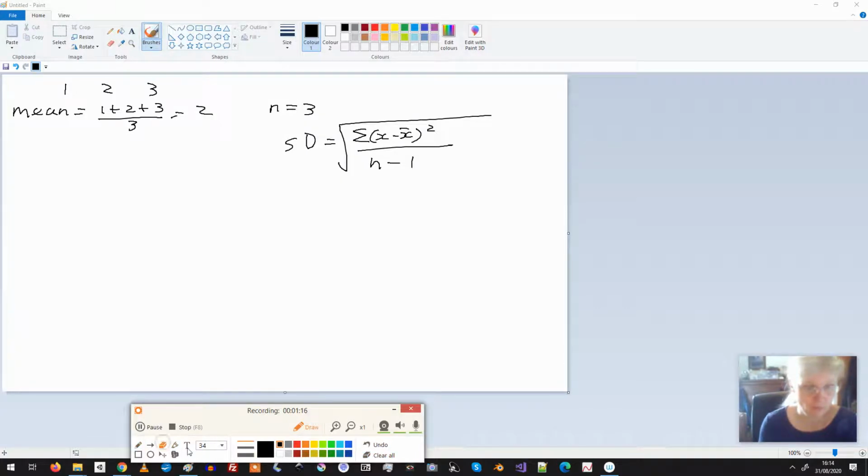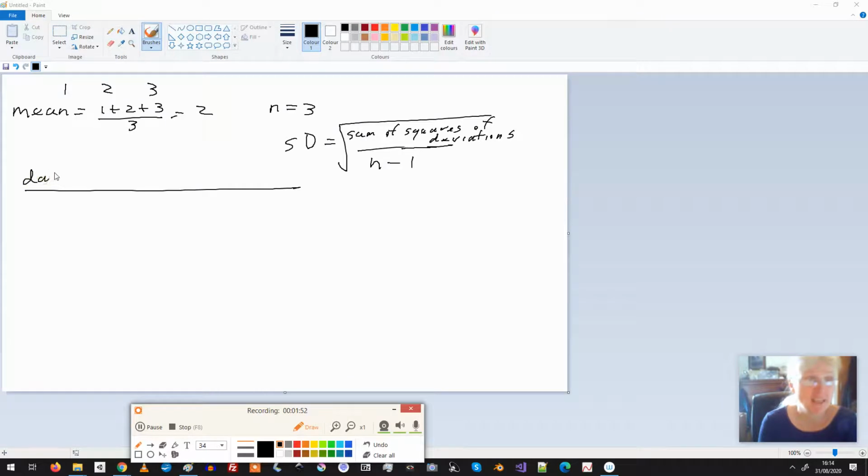I'm going to write sum of squares of deviations, because that's what I want. I want the sum of all the squares of the deviations. So let's set about finding that.